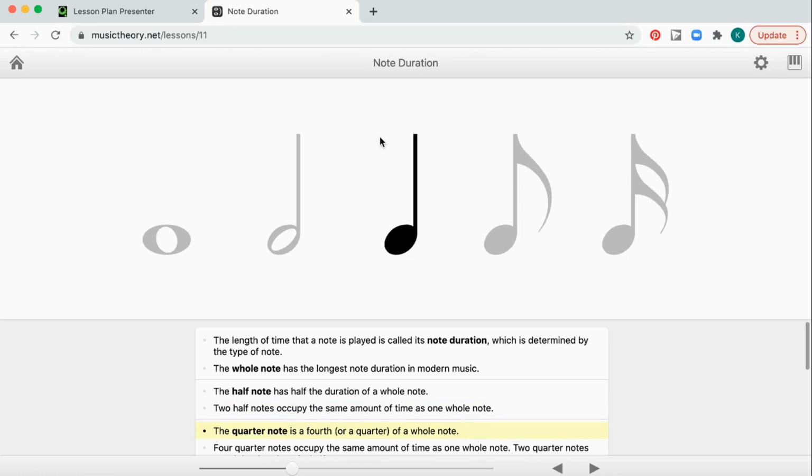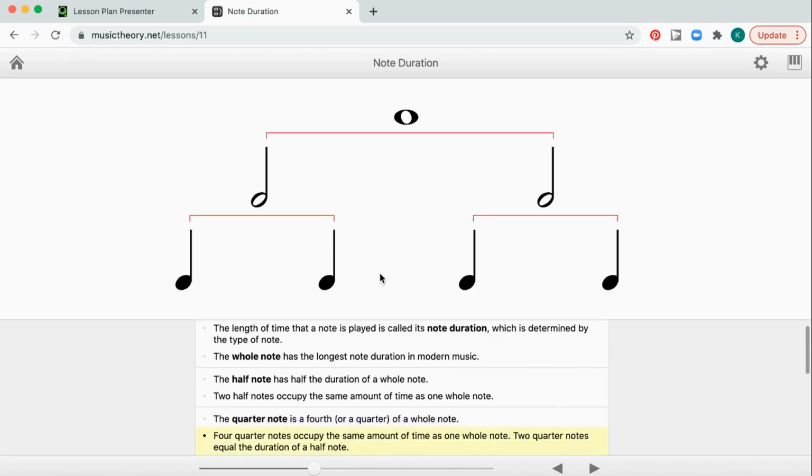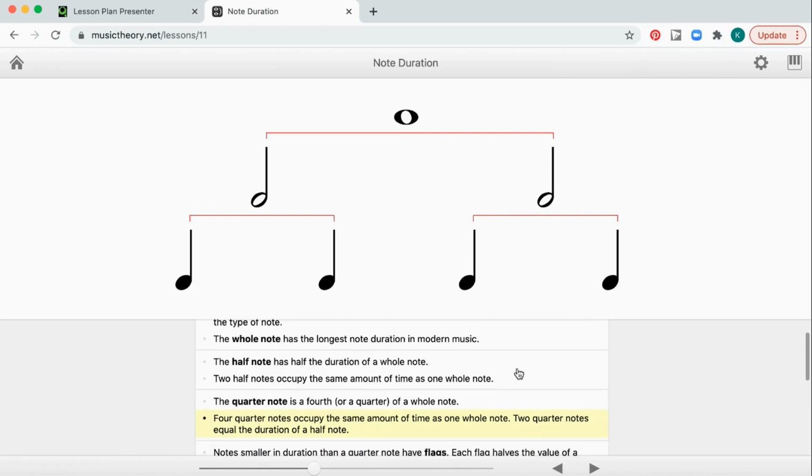Here we have the quarter note. The quarter note is a fourth, or a quarter, of a whole note. So we're comparing it all the way to our first note. 4 quarter notes occupy the same amount of time as one whole note. Again, if we have our whole note equaling 4, then 4 quarter notes will equal 1 whole note. 2 quarter notes equal the duration of a half note. If a half note is worth 2, 2 quarter notes occupy the same amount of space.